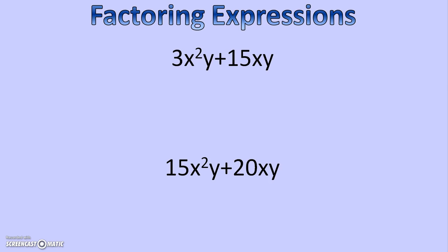We have the binomial 3x squared y plus 15xy. We're going to use our same exact steps. Step 1 being finding the GCF of 3x squared y and 15xy. So looking at our coefficients, 3 and 15, the GCF is 3.